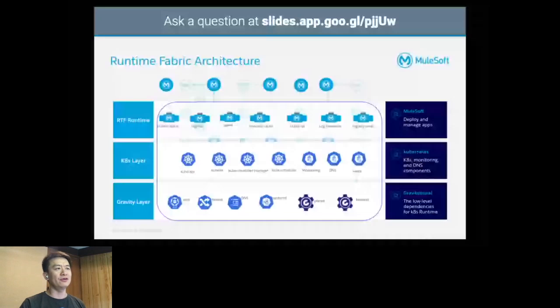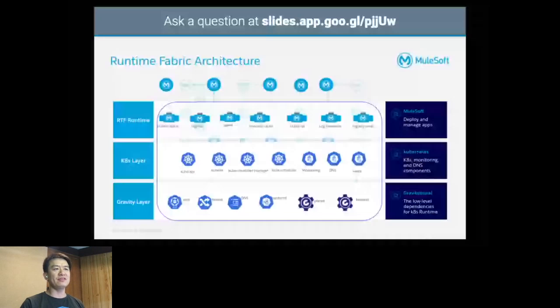So why do we use Gravity? We deploy containerized applications to RTF. We use containers because they're lightweight. They can keep a consistent environment. They can run everywhere. But before we can do that, we need to establish a containerized environment. It's not an easy job to get this Kubernetes environment up and running and keep upgrading.